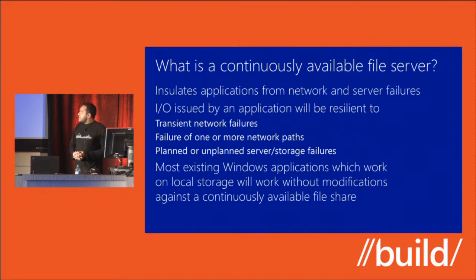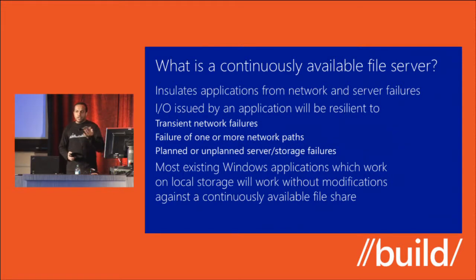So what's a continuously available file server? The main thing here is that it completely insulates applications from any sort of failure. Server failures and network failures are the 2 modes of failure we're interested in. It gets you to almost local disk like semantics. When you're running an application against a local disk, you don't generally expect transient or intermittent failures. Now with a file server, you can get almost all those guarantees, so you are insulated from network and server failures.